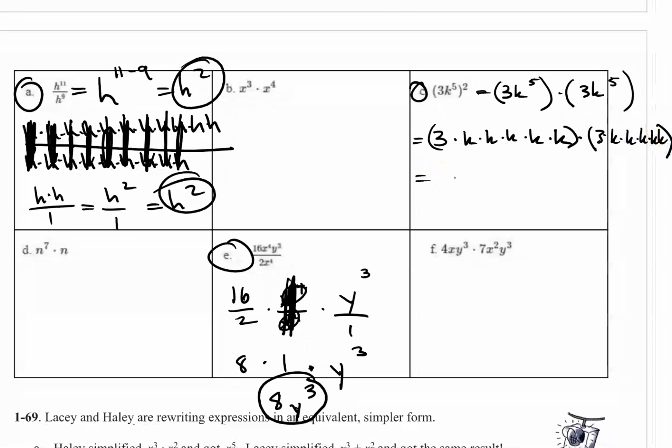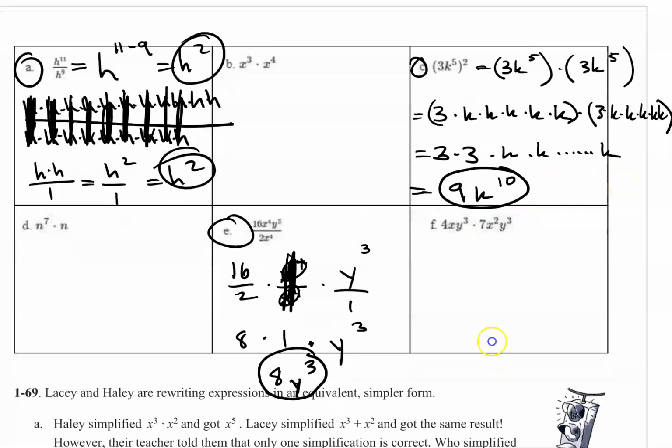Alright, now we are allowed to rearrange, so that's 3 times 3, and then there's going to be 10 k's, right? 3 times 3 is 9, and then the k's make k to the power 10, because there's 10 of them. Alright, you can try B, D, and F.